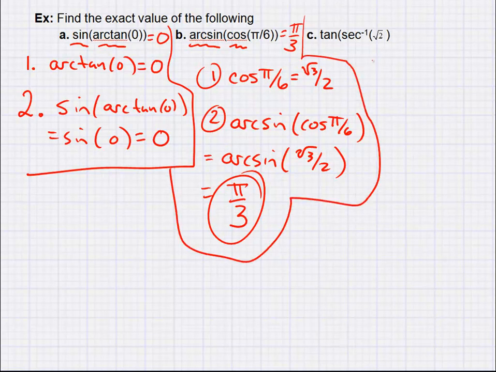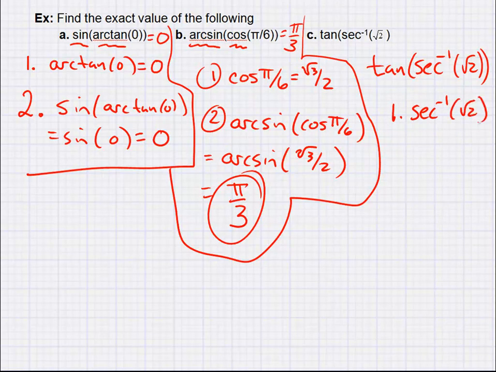So let's do this one. The tan of the inverse secant of square root of 2. All right, so what are we going to do? First, what's the inverse secant of square root of 2? Now this one's going to be tricky because you're probably not as good at your inverse secants as maybe your inverse cosines, which is fine. We can do this in terms of inverse cosine. All right, so let's get some room here. I'm going to delete some of this old stuff.